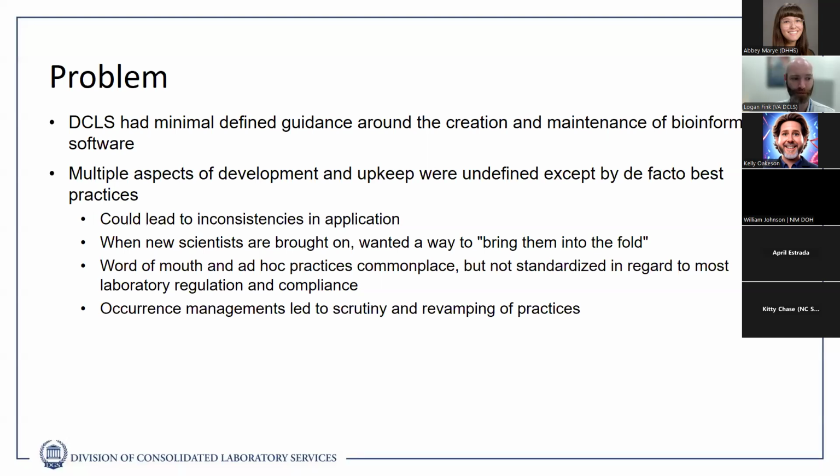This all came about because of some recent occurrence managements. We have very quality-minded leadership, and we had an occurrence management that happened with a piece of software developed at DCLS, which led leadership to scrutinize it more. They asked, who's reviewing these things? What are the actual standardized processes in place to make sure mistakes aren't making their way into the pipelines and the code? When you find a mistake, what is the process for fixing that and creating a patch or a solution in its place? That led to a revamping of our practices.